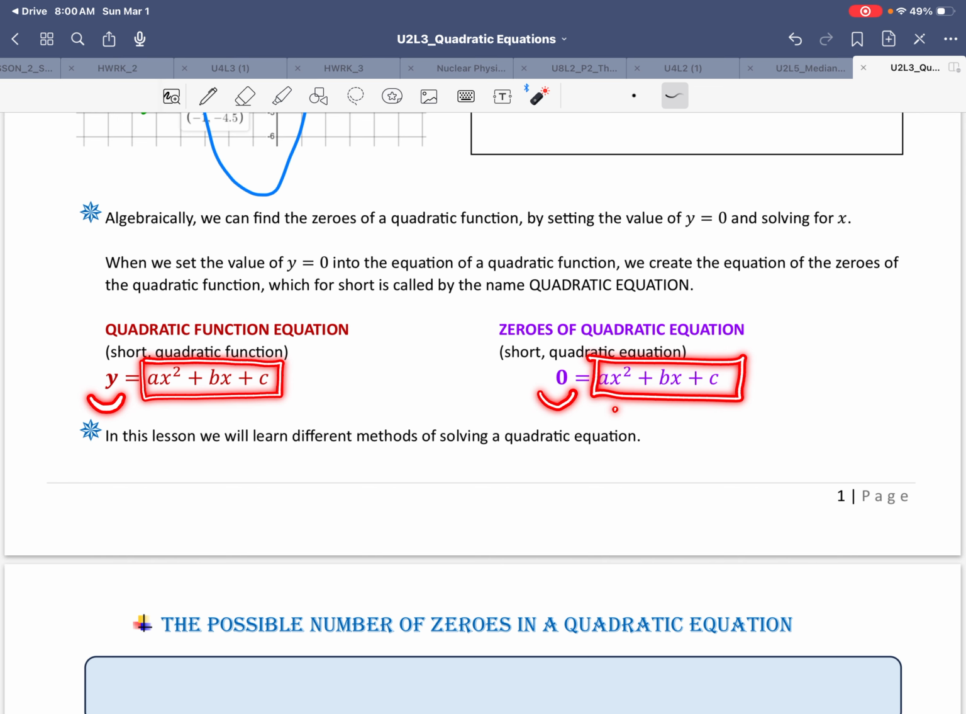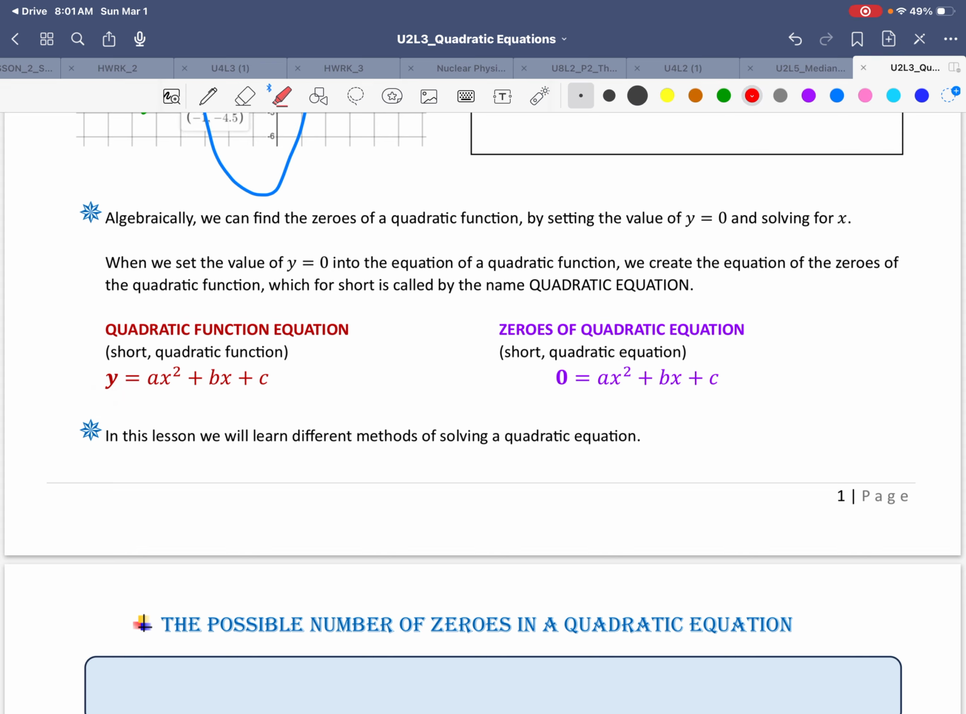Which means that a quadratic equation, which is short for the zeros of a quadratic equation, will tell us at what x values the y is 0. The value of y is known and it's equal to 0, whereas in this equation, the value of y can be any number, and this is called a quadratic function for short, and this is called a quadratic equation for short. So try to distinguish the difference between the two.